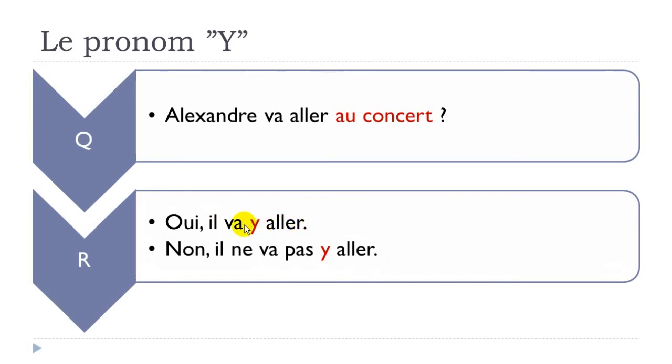Okay, so you can see here now that this pronoun Y should be before the second verb. Okay, il va y aller. Negative form, non, il ne va pas y aller. Okay, so your negative form is before and after the first verb, and that's the key thing. Okay, and then your pronoun is coming before your second verb. Okay, so your pronoun Y should be always before your second verb.